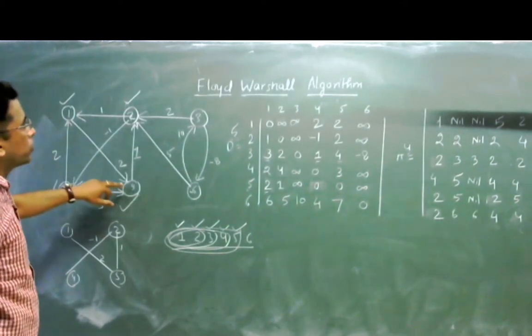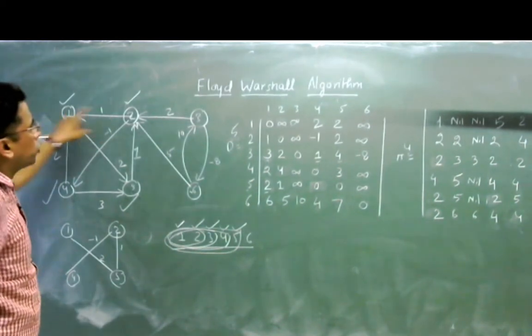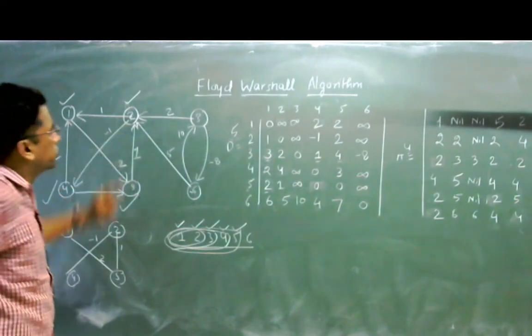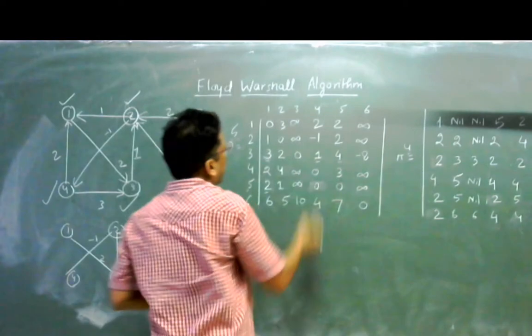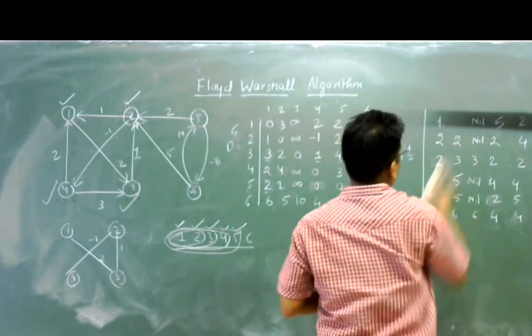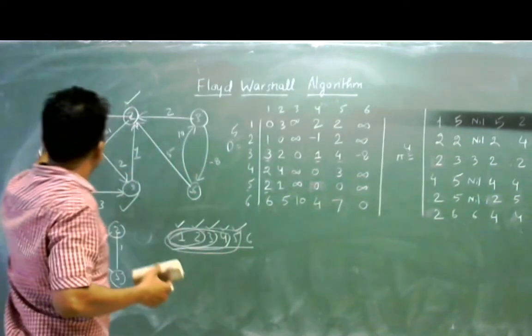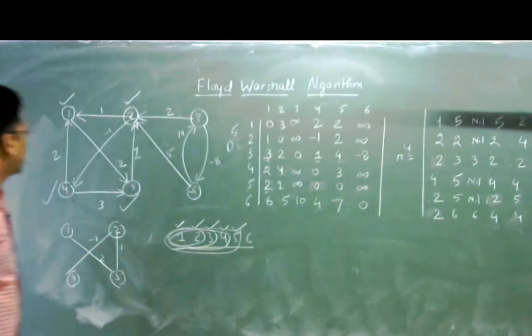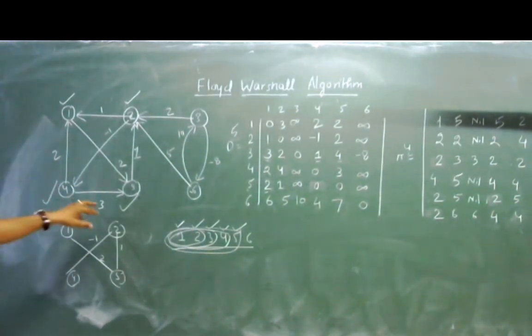Right, 3 and 1 to 2. 1 to 2 was infinity, but there is a path 1 to 1. This will become 3. 1 to 2 will become 3, and this will become 5, right? Because you have got a new path 1 to 5 and 5 to 2. So this will become a new path. Okay, so this is the final D5 matrix.